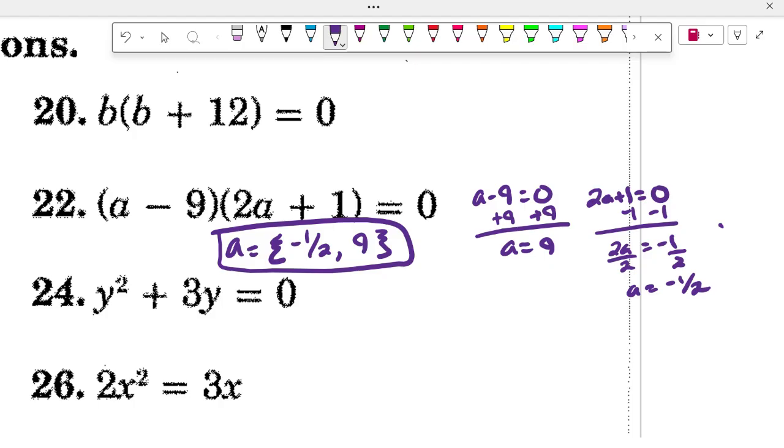Any questions with solving by factoring? And that's true for any solve by factoring. You always set whatever two factors you have equal to 0, solve the mini equations. That's all you got to do. Honestly, the hardest part of solving by factoring is the actual factoring itself. The solving aspect, you're basically going to be solving like linear equations.